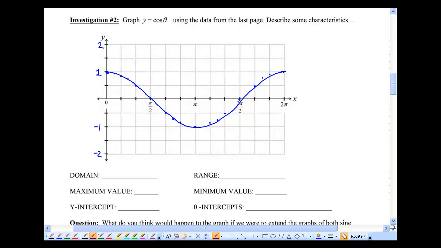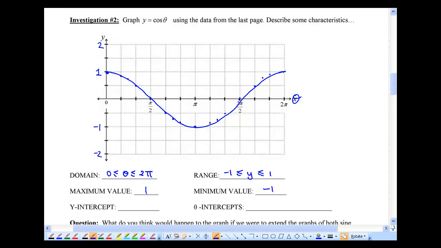Here's the graph of y equals cosine theta. Looks very similar to sine, except it looks like it's been moved a little bit. Nonetheless, what's the domain? Looking at this picture, you guessed it, it's the same as the sine one. What's the range? Yep, the same as sine, between 1 and -1. Maximum value, minimum values, oh, they're the same.